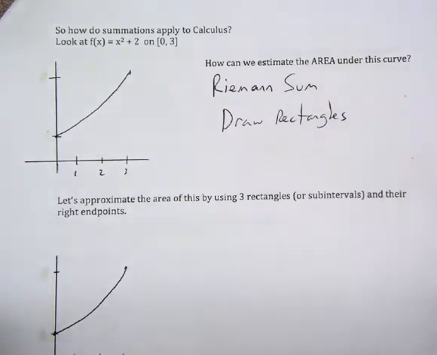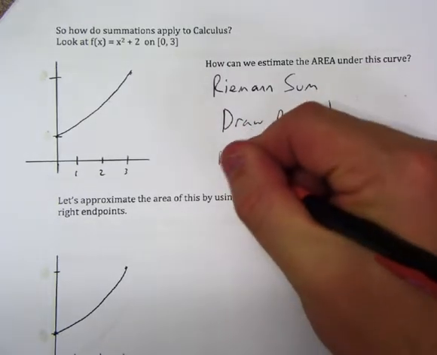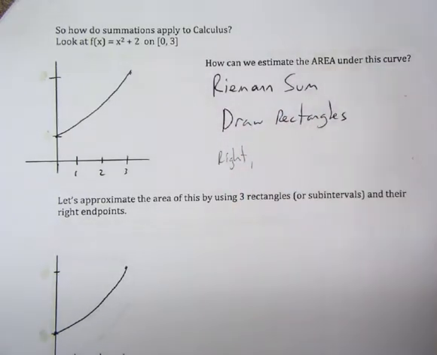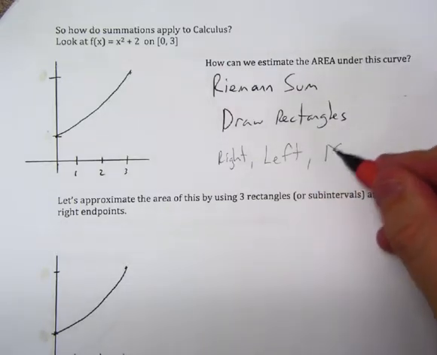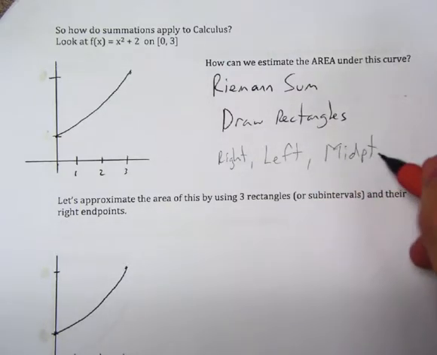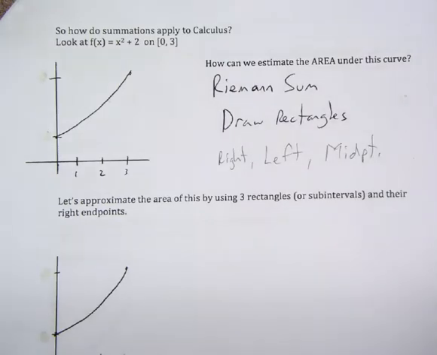So there are 3 different types of Riemann sums they could ask you to do. They could ask you to do a right Riemann sum. So you could do a right Riemann sum. They could ask you to do a left Riemann sum. Or they could ask you to do a midpoint Riemann sum. And I'm going to explain what that means here, okay?